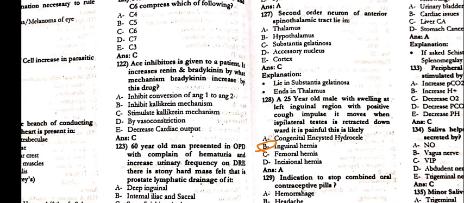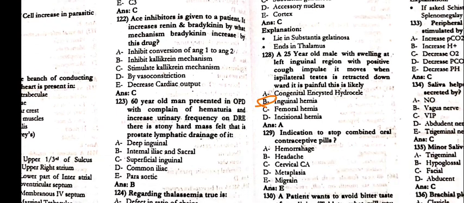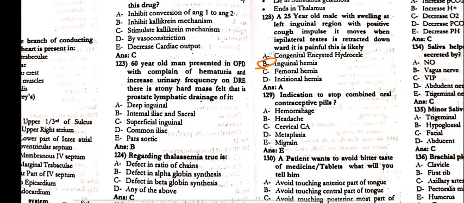ACE inhibitors given to a patient increase bradykinin. By which mechanism? Bradykinin is increased by this drug, stimulating the catenin mechanism. And next, 123, a 60-year-old male presented to the OPD with the complaint of hematuria and increased urinary frequency. On DRE there is a stony hard mass felt in the prostate. Lymphatic drainage of it would be internal iliac, like the sacral.